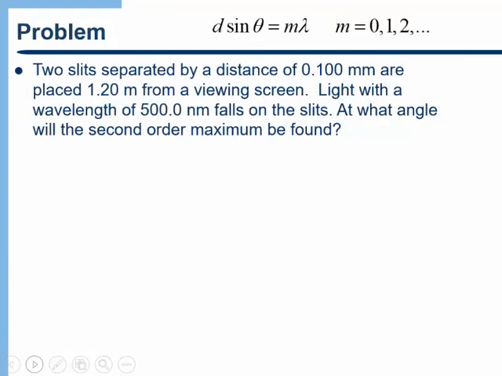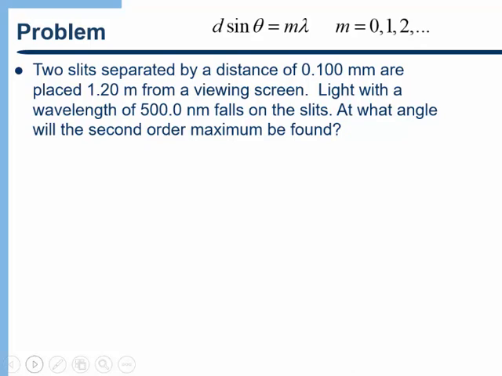Let's try out a problem using the constructive interference formula. Two slits separated by a distance of 0.1 millimeters are placed 1.2 meters from a viewing screen. Light with a wavelength of 500 nanometers falls on the slits. At what angle will the second order maximum be found?